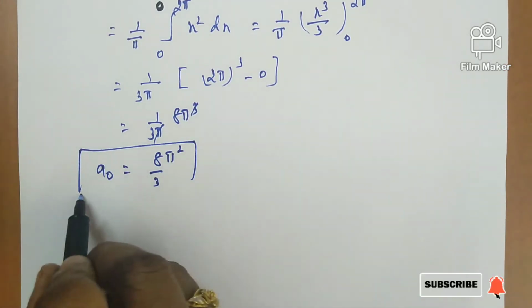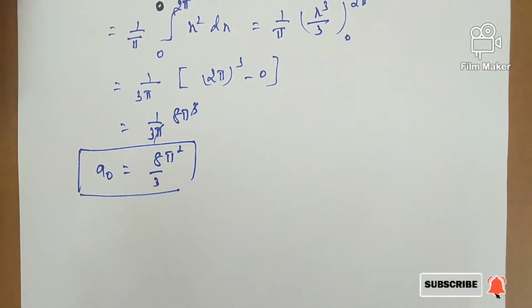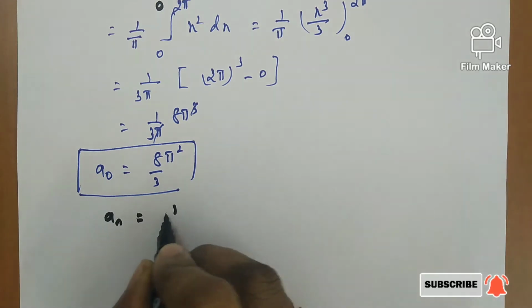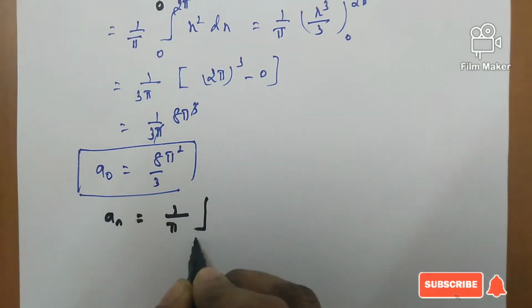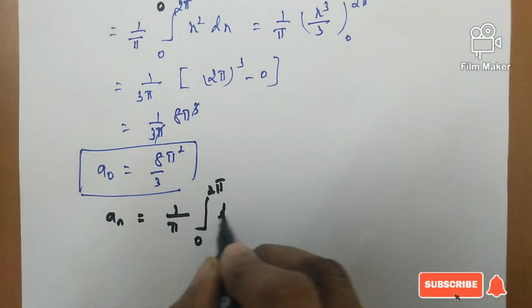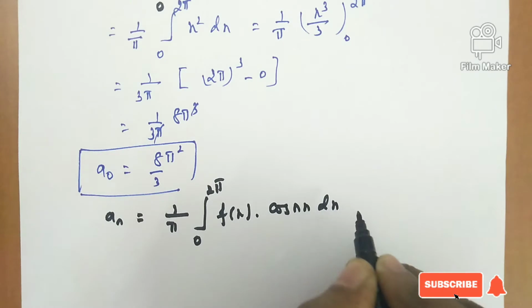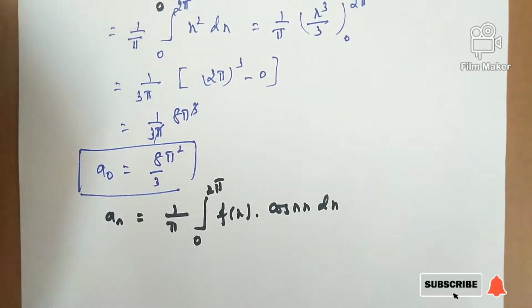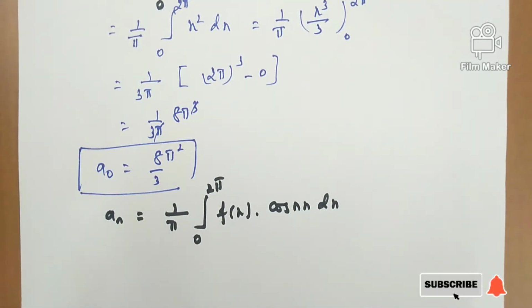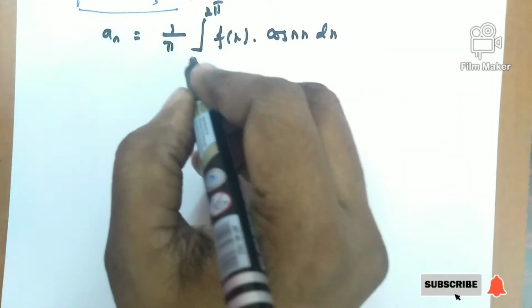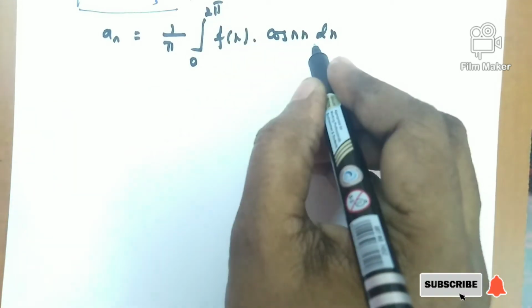So after finding a naught, we will go to a n. We know the formula for a n. A n is equal to 1 by pi integral 0 to 2 pi f of x cos nx dx. This is the formula for a n. So now we have to substitute our f of x here. A n equal to 1 by pi integral 0 to 2 pi f of x cos nx dx.